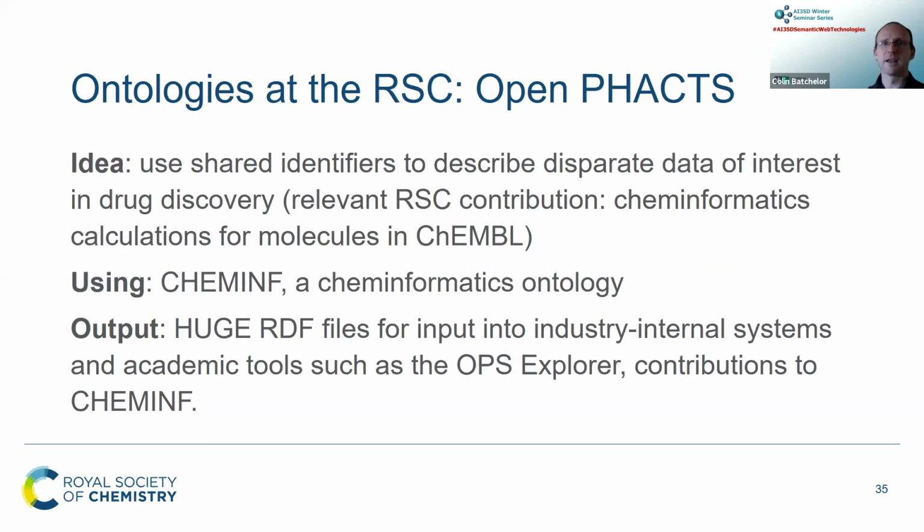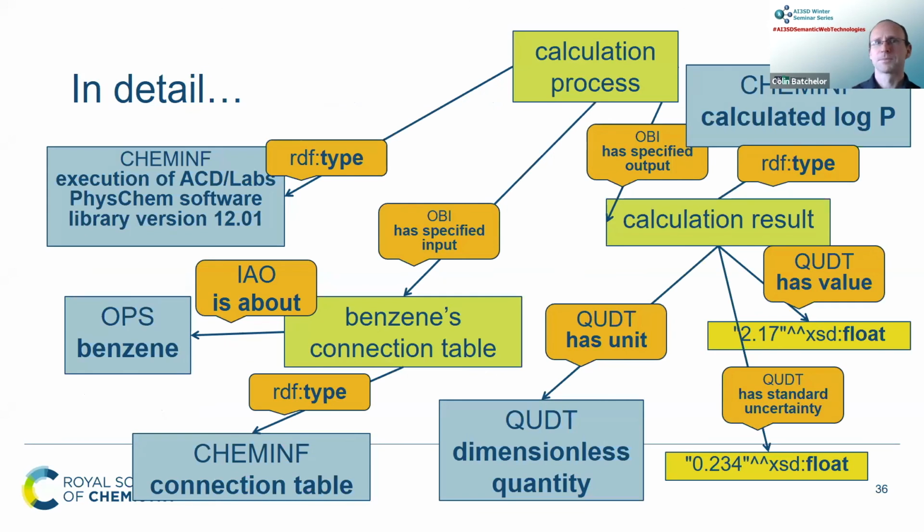And what we were providing was cheminformatics calculations for molecules in ChEMBL. ChEMBL contained the actual lab data. We had hypothetical, we had computations about them, and I'll show what. So this used CHEMINF, a cheminformatics ontology that I haven't mentioned so far because we don't publish a lot of cheminformatics. And what the output was, absolutely enormous files, billions of lines for systems in industry. And we also expanded the CHEMINF ontology where there were gaps.